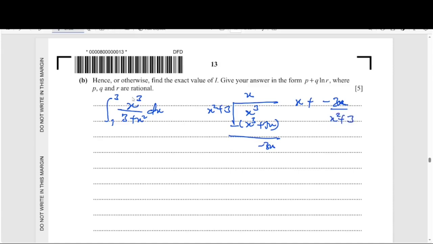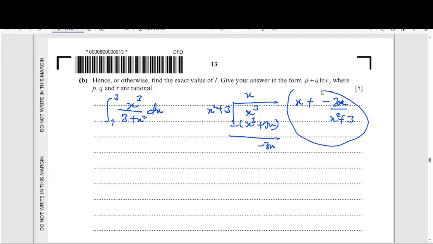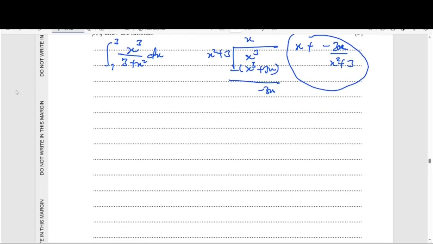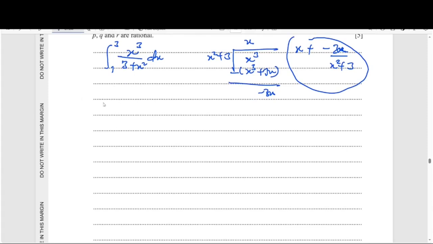So instead of integrating what we have over here, we're going to integrate what we found out here, right? So let's rewrite the question with a new integrand. So we have the integral from 1 to 3 of x dx minus, going to write the 3 outside, the integral from 1 to 3 of x over x squared plus 3.